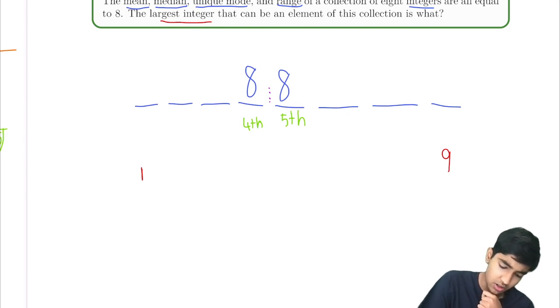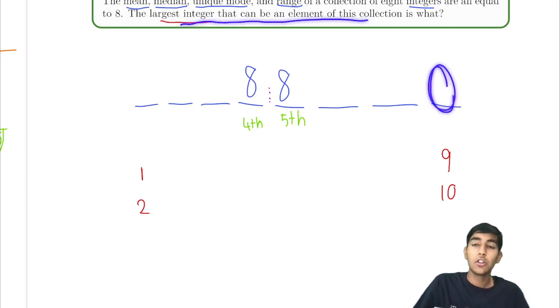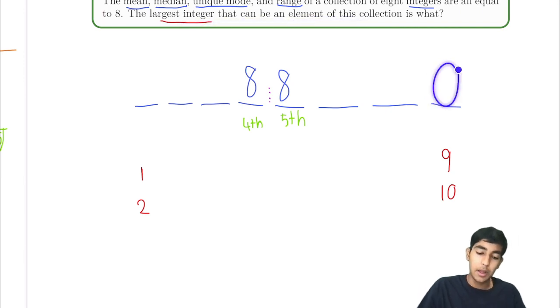You could have something like 2, 10. So the key thing here is we're trying to maximize this element, right? The largest integer that can be in this element. So the maximum value of this element.